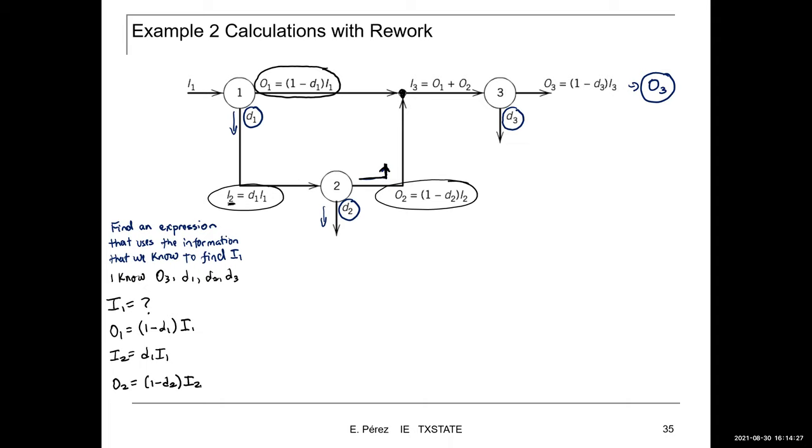So I have those equations. Then, if you already took circuits from electrical engineering, you know that if two things go into the same node, you can add them. So it's the same logic here. So I3 is going to be the sum of O1 plus O2. So I know I3 is going to be equal to O1 plus O2.